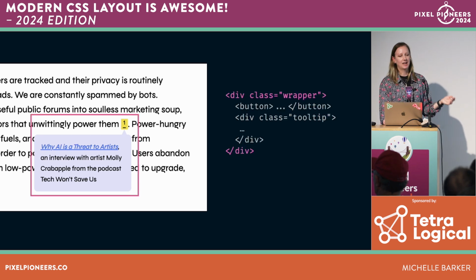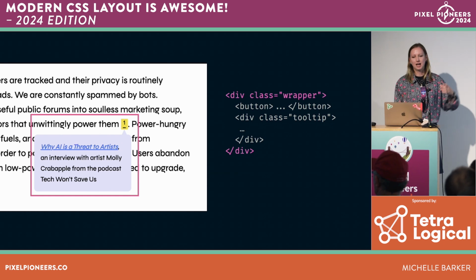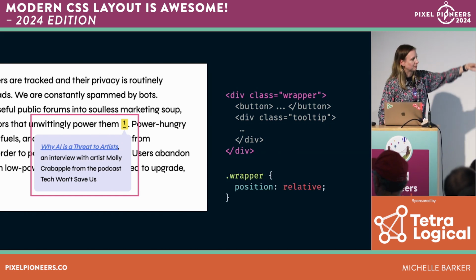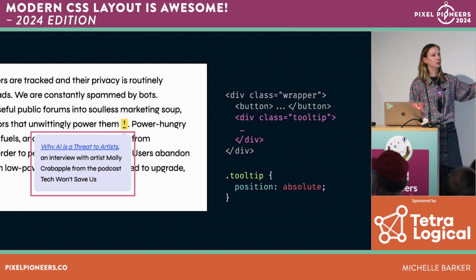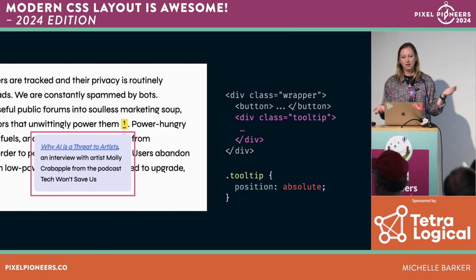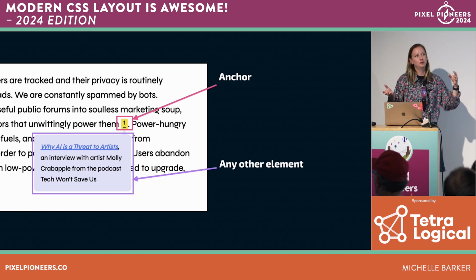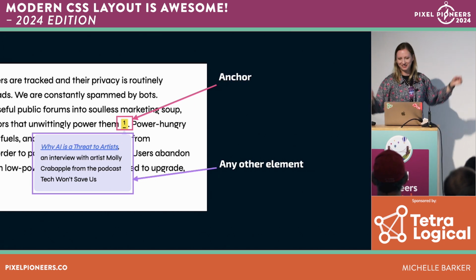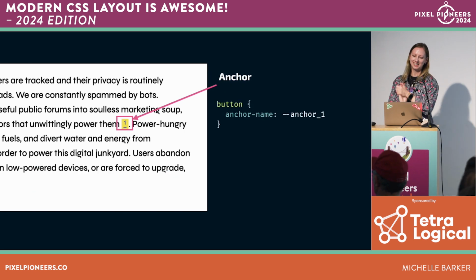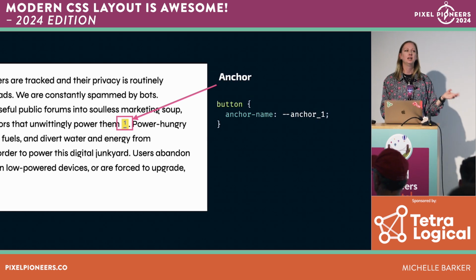Now, we'd probably do that with absolute positioning. We'd need to make a wrapper element and then have that positioned. So we have maybe position relative on the wrapper, and then absolute position our tooltip below the button there. But with anchor positioning, we can position an element relative to pretty much any other element. They don't need to share a common ancestor. They don't have to be next to each other in the DOM. They can be anywhere. Great. So the way we do that is by setting up an anchor. So the thing that's going to be that anchor in this case is the button.